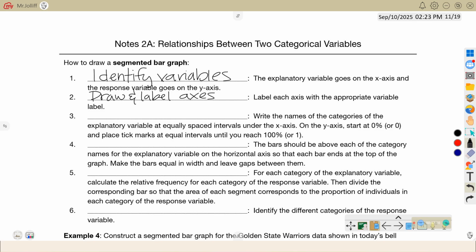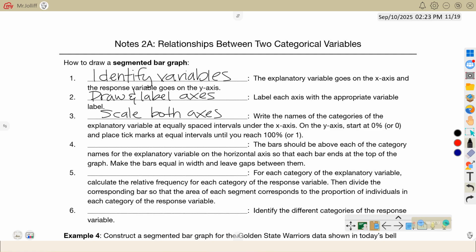Before I can start plotting data in that graph, what else do I need to do to my axes? I've got labels. The what? The width. I need some numbers on there, some scales. Yeah, put those tick marks on there. Good. Scale both of your axes.